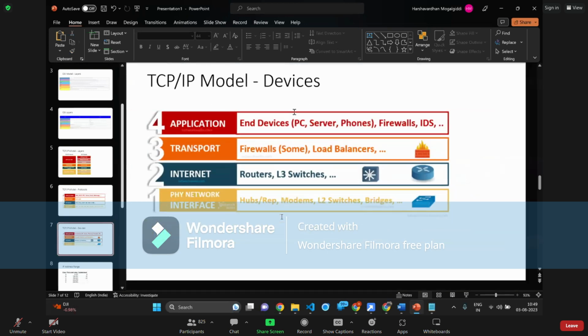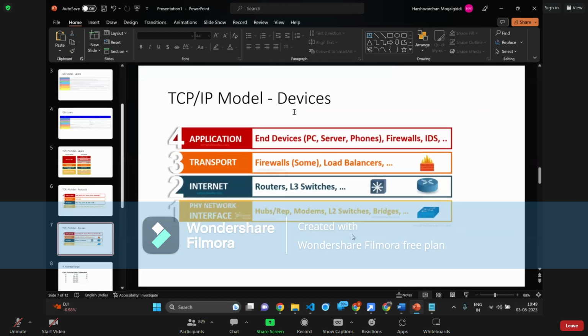Next, we've got different devices, right? We've got different devices.